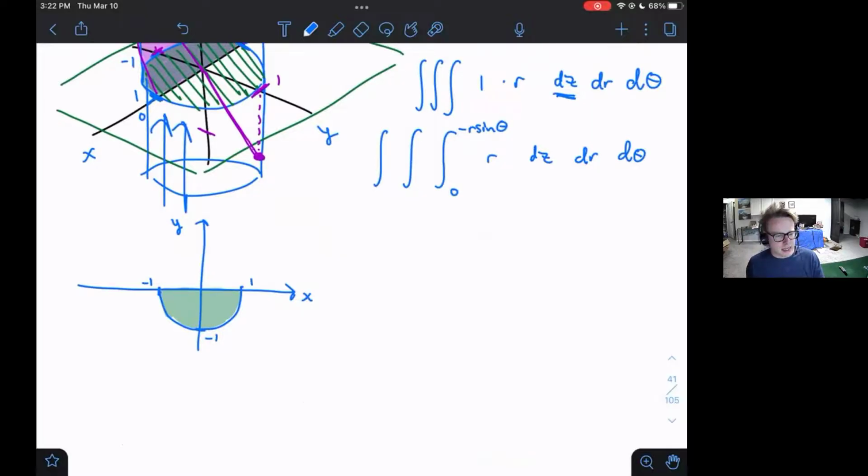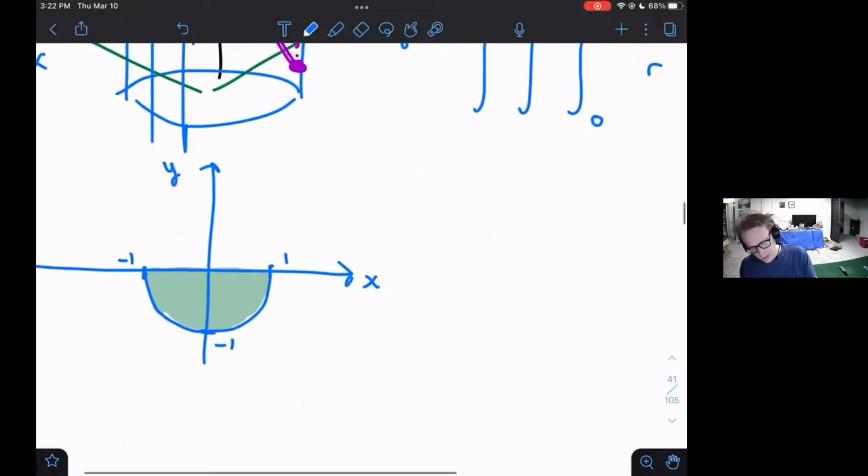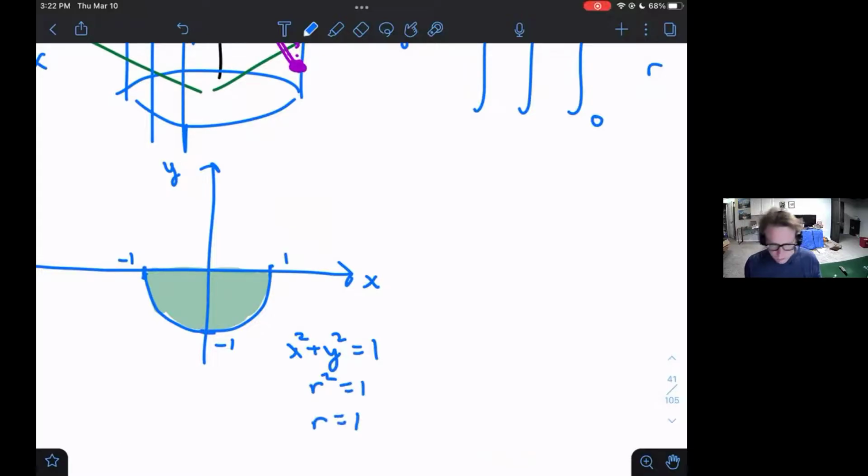So this lives inside of a circle here, right? Inside of this in 3 dimensions, it's a cylinder, this x squared plus y squared equals 1. And of course, that's the same thing as r squared equals 1. And if we stick down to positive r values, that's r equals 1.